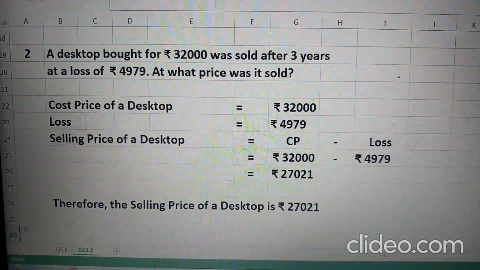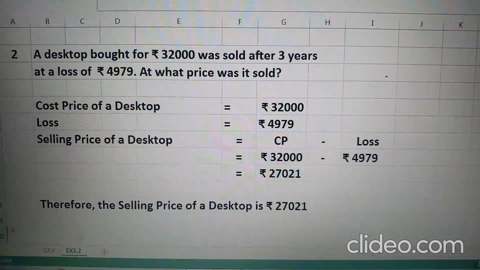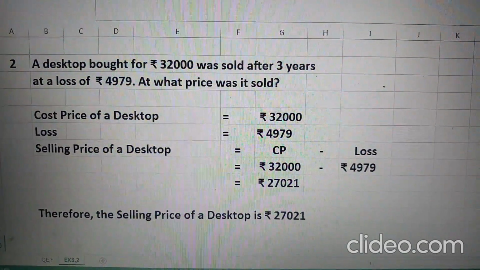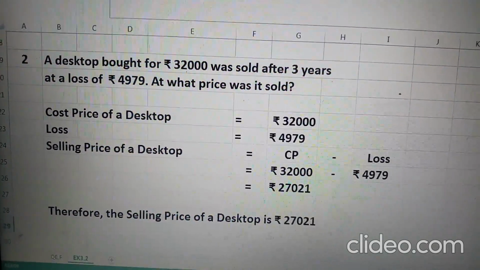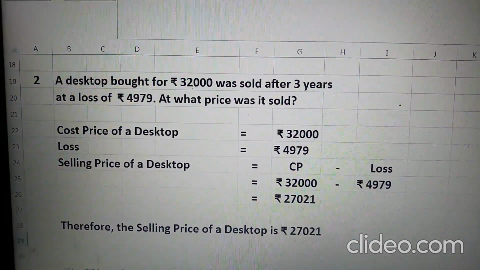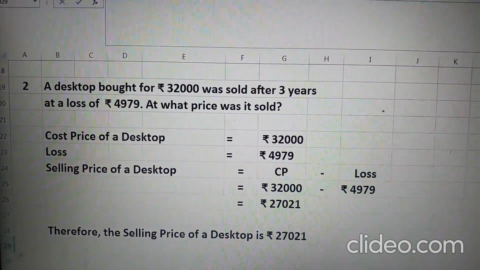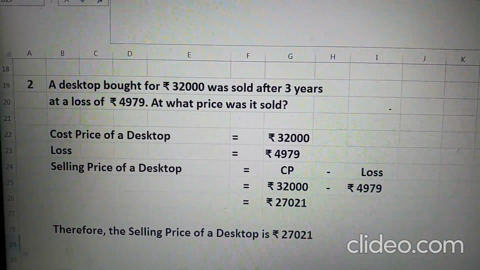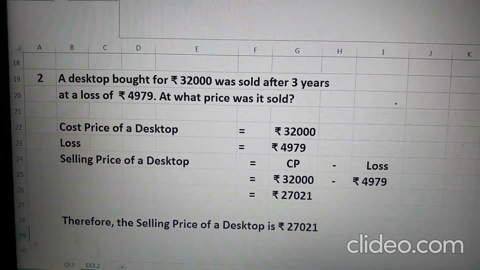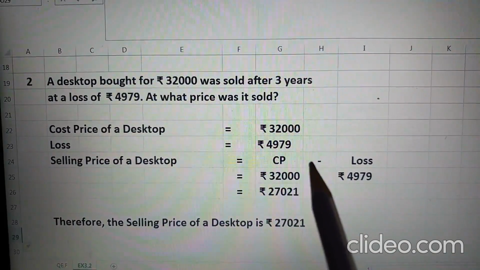Now, second question is, a desktop bought for rupees 32,000 was sold after 3 years at a loss of rupees 4979. At what price was it sold? Children, there was a desktop computer, it was purchased for 32,000 and after 3 years it was sold at a loss. You have to find out at what price it was sold. You have to find out the selling price.